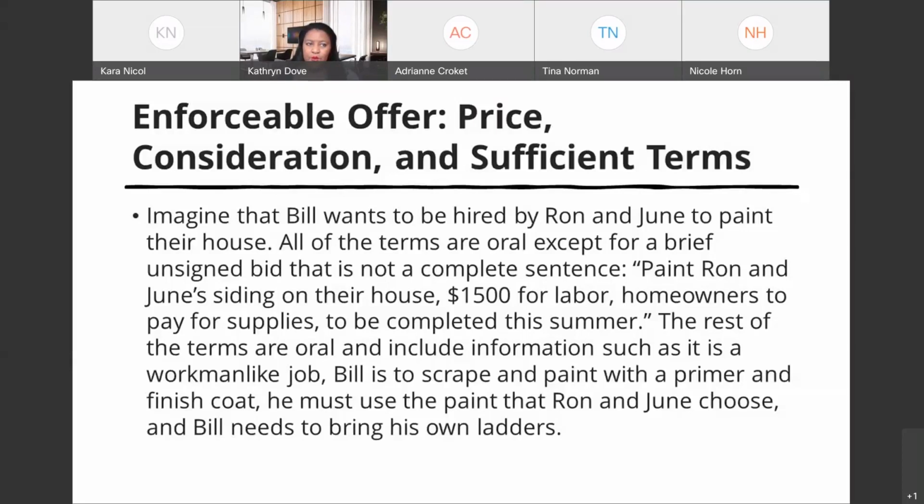where are your pictures? Do you have a picture of the house? Do you have a picture of the paint that you bought? Do you have a picture of you doing the work? Do you have a picture of the ladder? What evidence do you have?